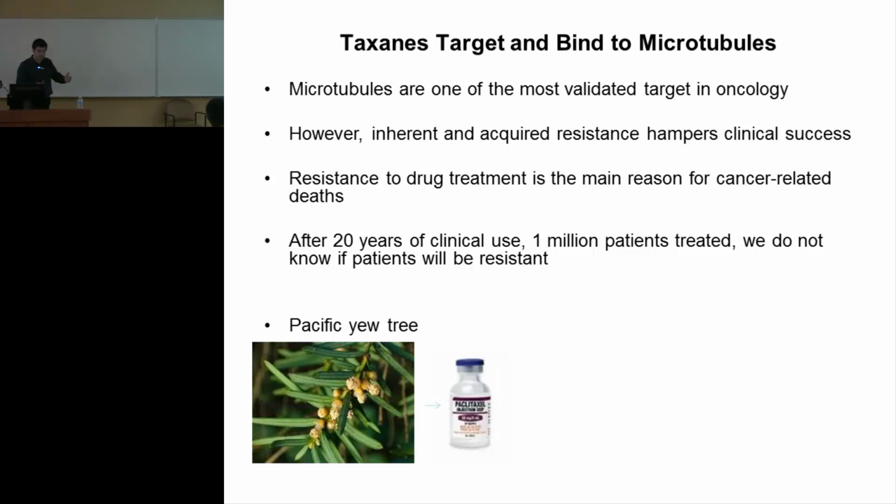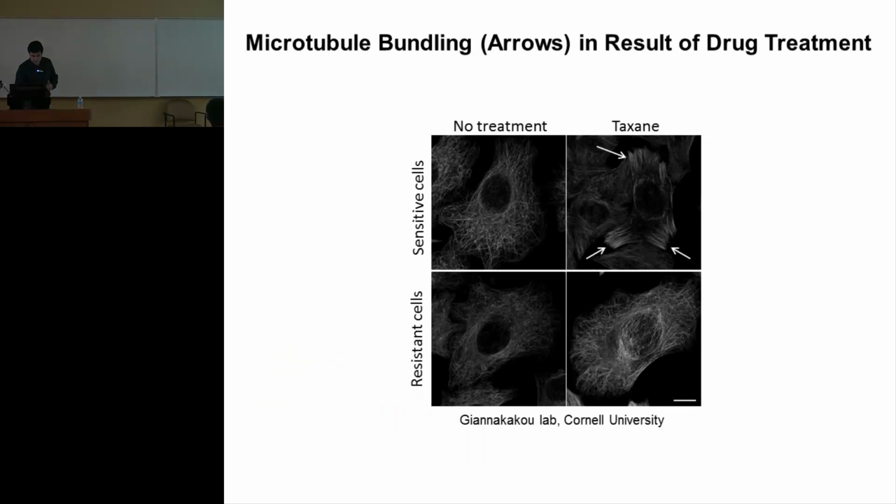So there are different types of resistance, and the main problem is that even if it's a validated target in oncology, there is resistance, and that hampers the success. It was initially obtained from a tree, but now it's synthesized in the lab. So what we would like to do is assess changes in the microtubule network after treatment. For example, in cells ex vivo, so the patient is not treated, just the blood is drawn, and we can see whether a cell is changing or not after treatment with the drug.